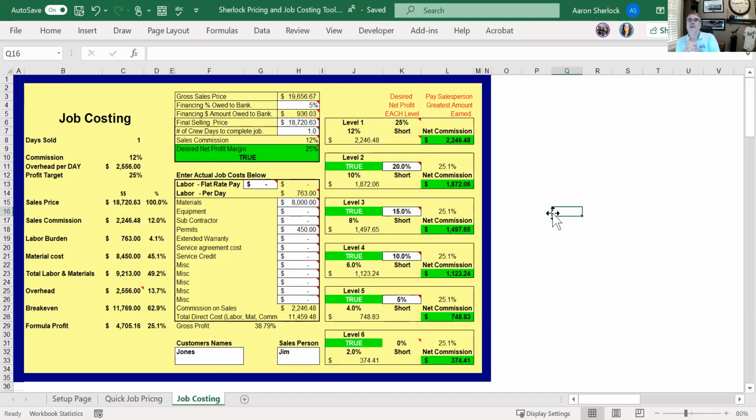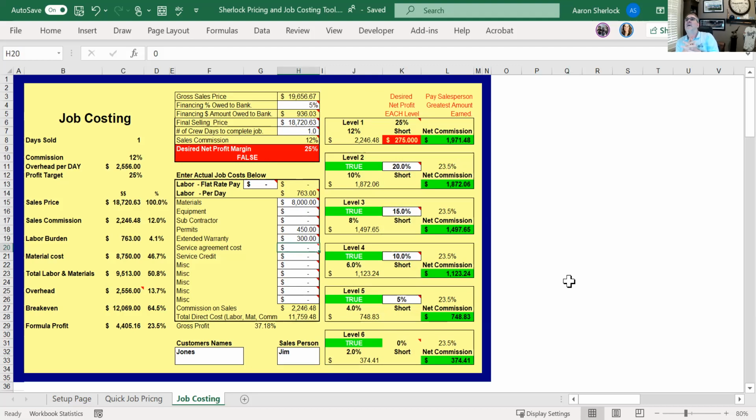Now, let's just say that you missed an extended warranty. He sold an extended warranty, but he didn't build it into the price. So put in $300 under extended warranty as a cost. So now you can see how his commission dipped $300. That $300 was deducted from his commission, so he's not getting the full amount.